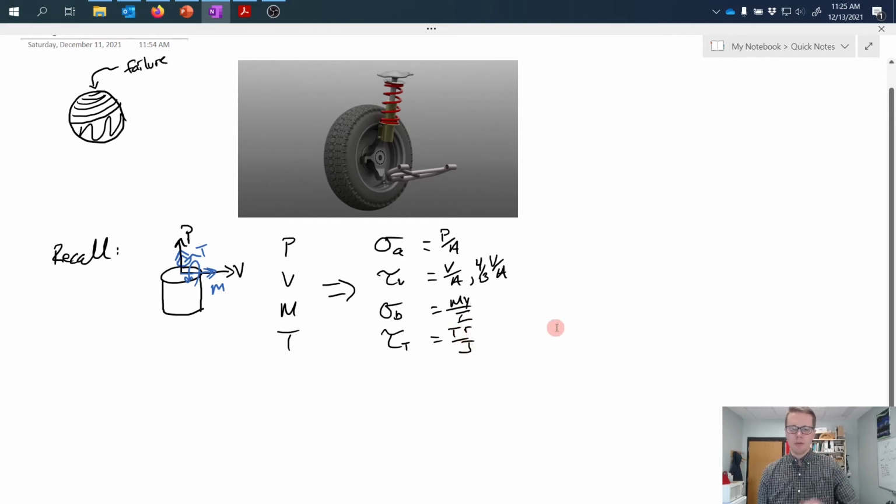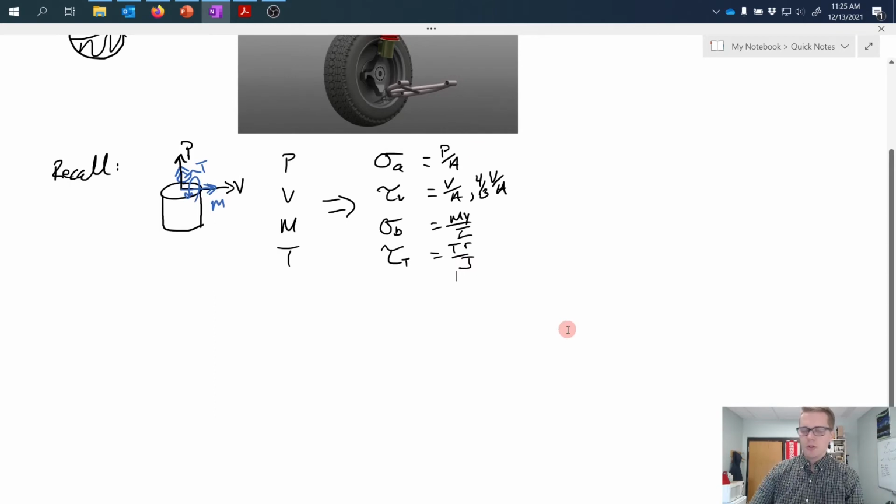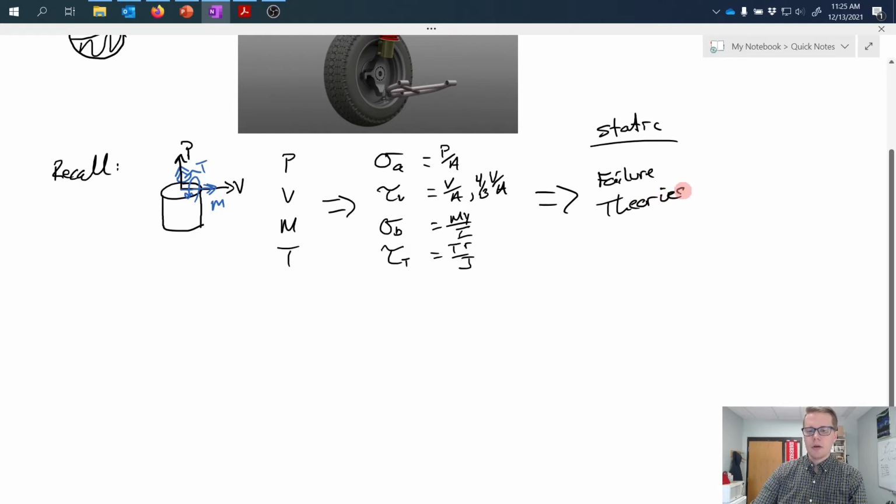And we've seen all of this before. So previously, when discussing this from a static standpoint, what we need to consider are failure theories. And the failure theories, such as the max distortion energy theory for ductile materials or the Mohr's theory for brittle materials, tell us that at some level of loading and therefore some corresponding amount of stress, we would expect this part to fail due to a static loading.